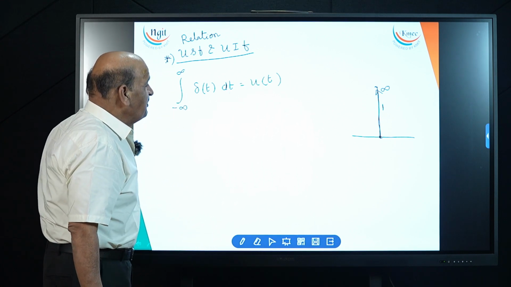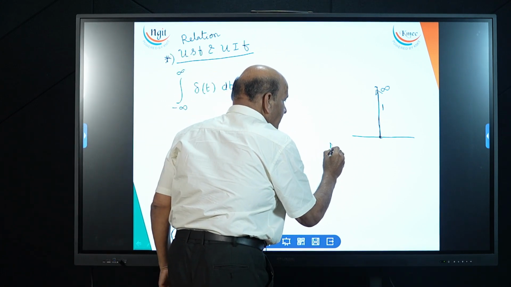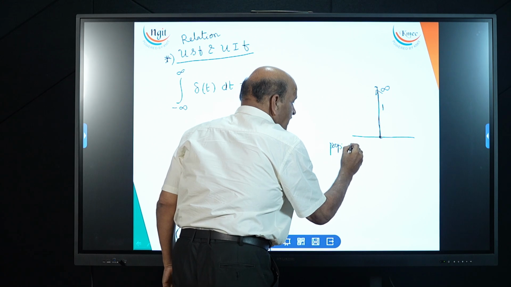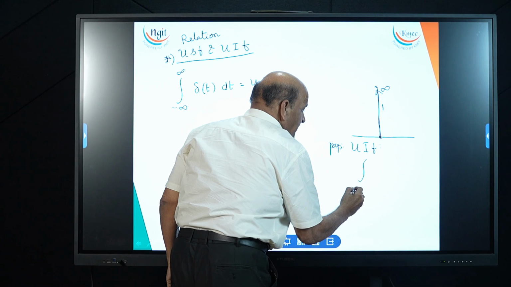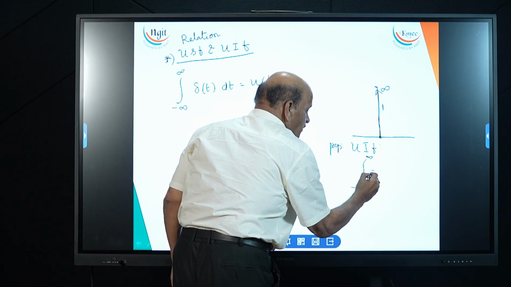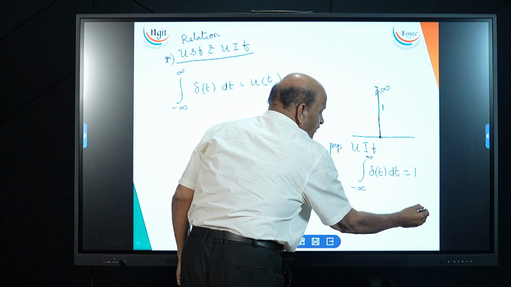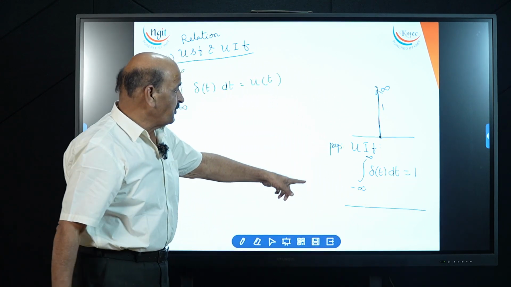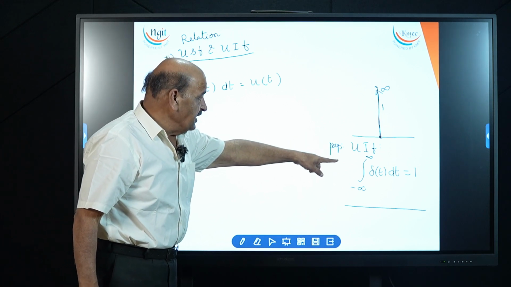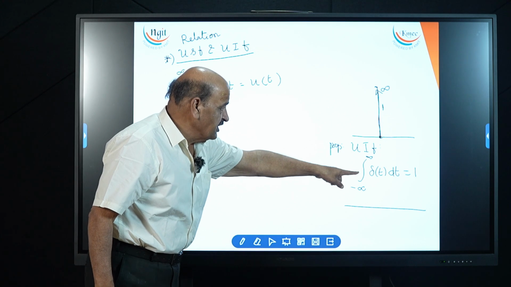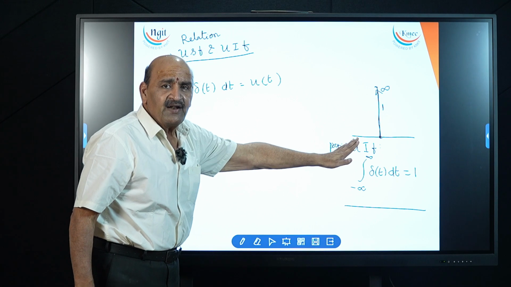So what is the important property of this one? Students have to write: the important property of the unit impulse function is that integrating any Dirac delta function from minus infinity to infinity is equal to 1. We have to note it down. Integrating a Dirac delta function between the limits minus infinity to infinity, its value is equal to 1 always.